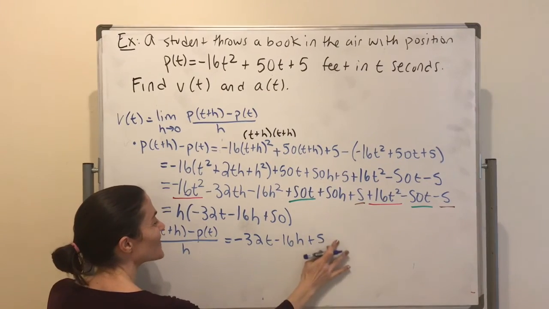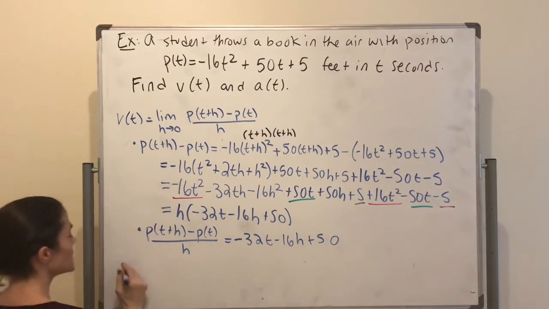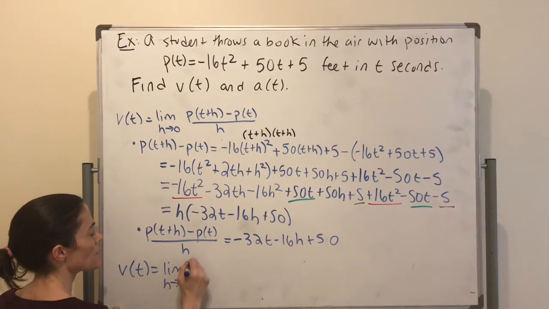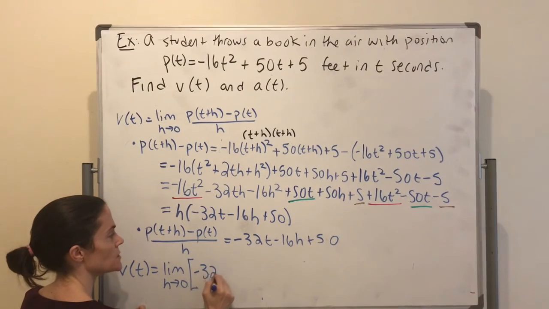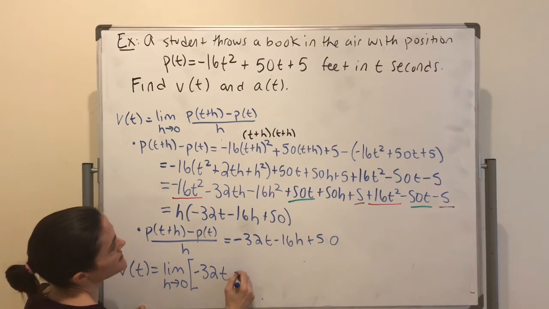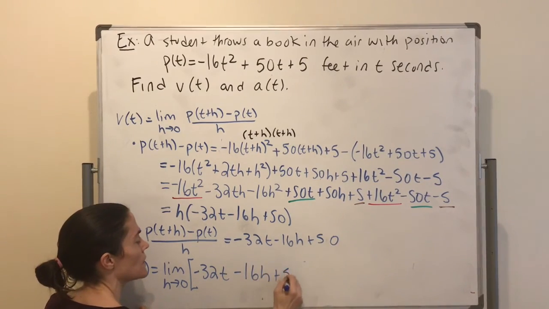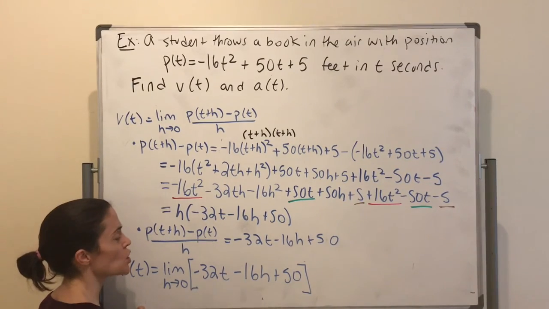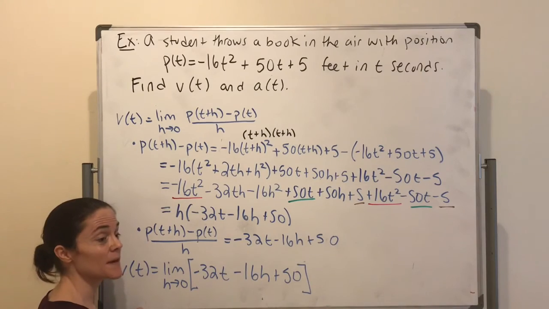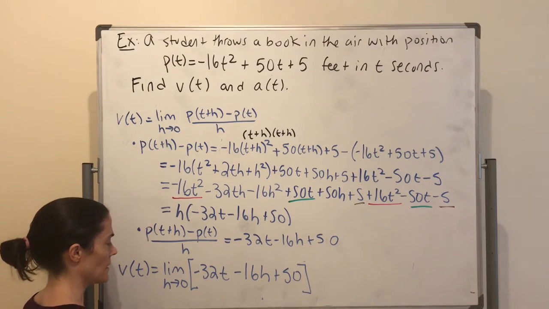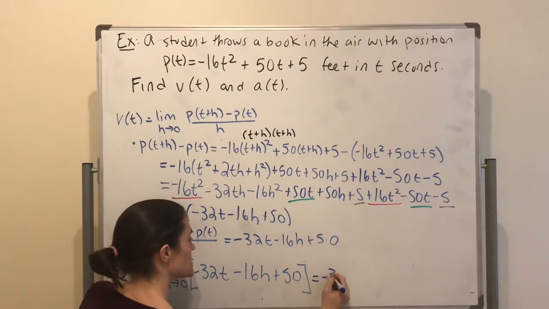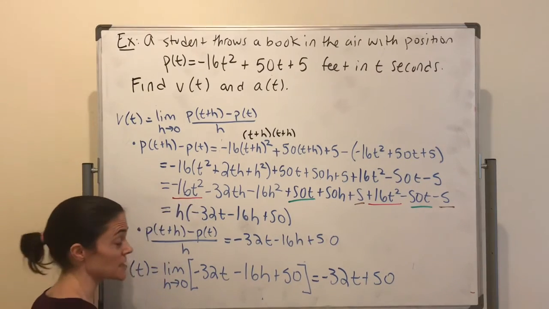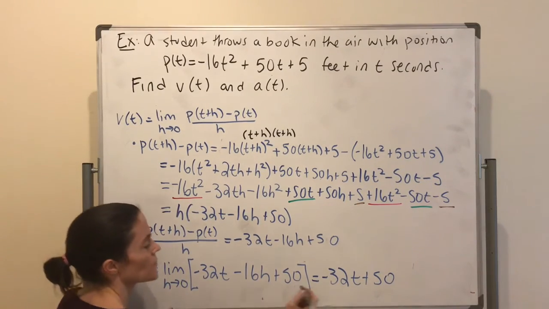just like this. How wonderful is this? Because now the velocity is a limit as h goes to 0 of minus 32t minus 16h plus 50. Okay, there's no problem substituting h equals 0 into this expression. We get something. We get minus 32t plus 50. This is the velocity as a function of t, instantaneous velocity, of course.